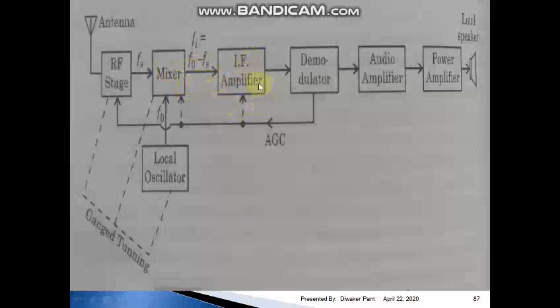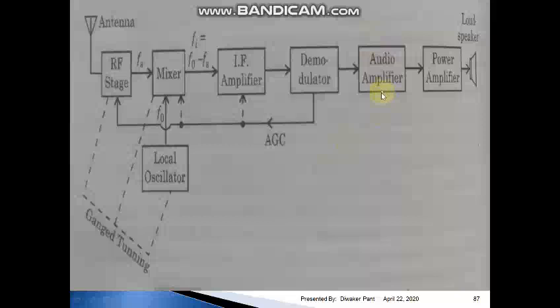It is the intermediate frequency amplifier. It will amplify this Fi frequency. Then this frequency is given to the demodulator. As we know, the function of the demodulator is to get back the message signal from the modulated signal. Then the output of this demodulator is given to the audio amplifier, because now we have the message signal. The message signal is an audio frequency signal, so we have to amplify it with an amplifier known as the audio amplifier.